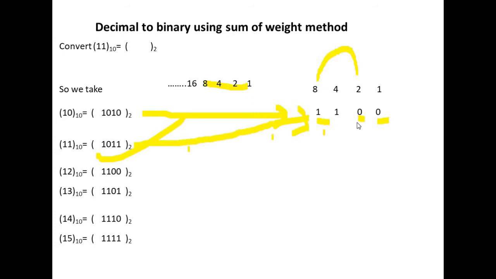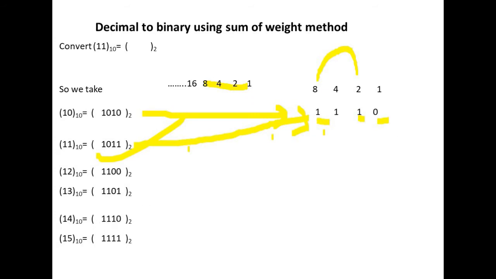Come to 13. For 13, 8 plus 4, 12 and then 1. So we get 8 plus 4 and then this 1, 12 and this one as 13. Likewise come to 14. If you want to go for 14, 8 plus 4, 12 and plus 2, 14. This one is not required, so we have put 0. So we have got the binary equivalent of 14 as 1, 1, 1 and 0.